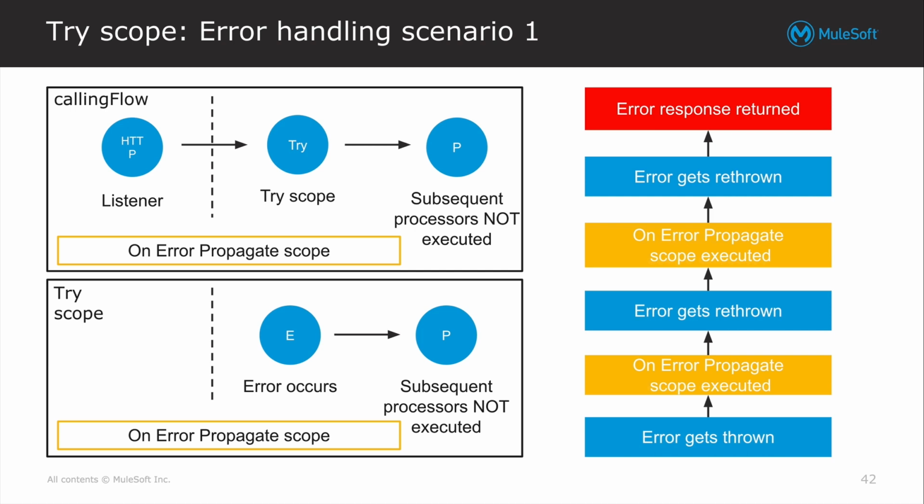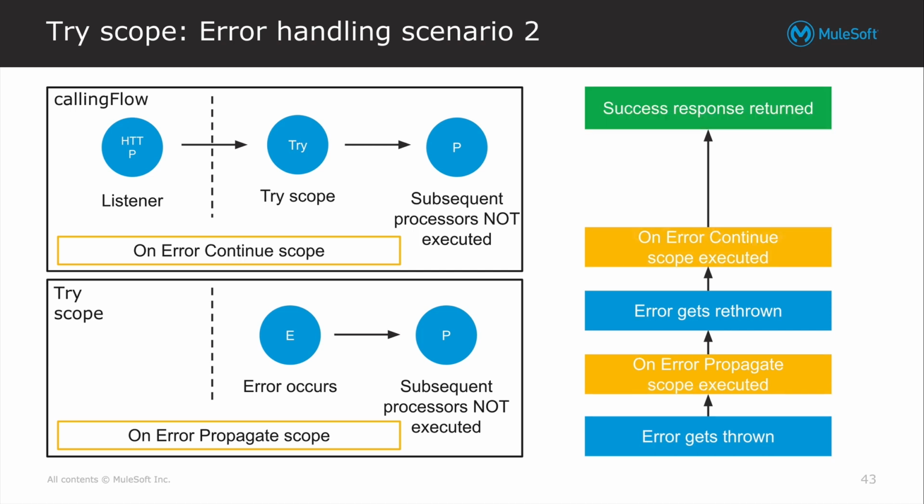In Scenario 1, the parent flow has an on-error propagate error scope and contains a try-scope with an on-error propagate error scope. As the flow is executing, an error occurs on the processor labeled E in the try-scope. Processing stops, and the event is sent to the try-scope error handler. When the processors in the error scope finish executing, it rethrows the error to the parent flow, which executes its error scope, then rethrows the error again, causing the listener to return an error response.